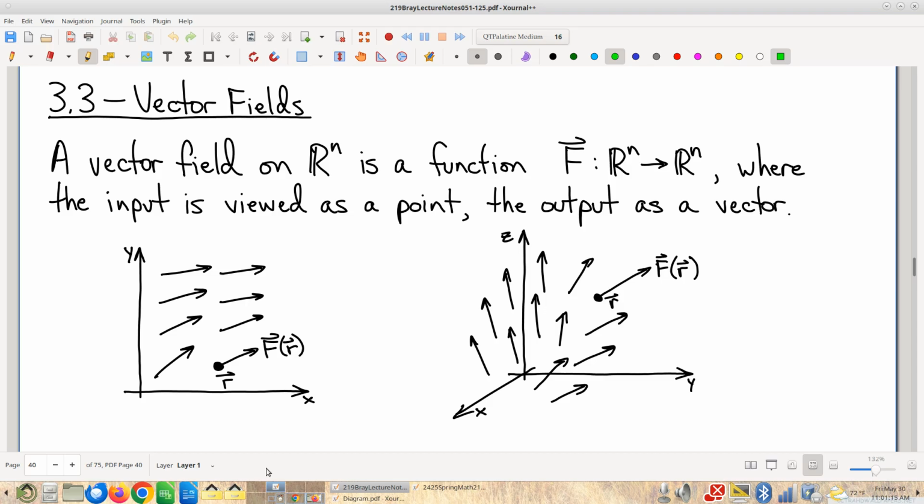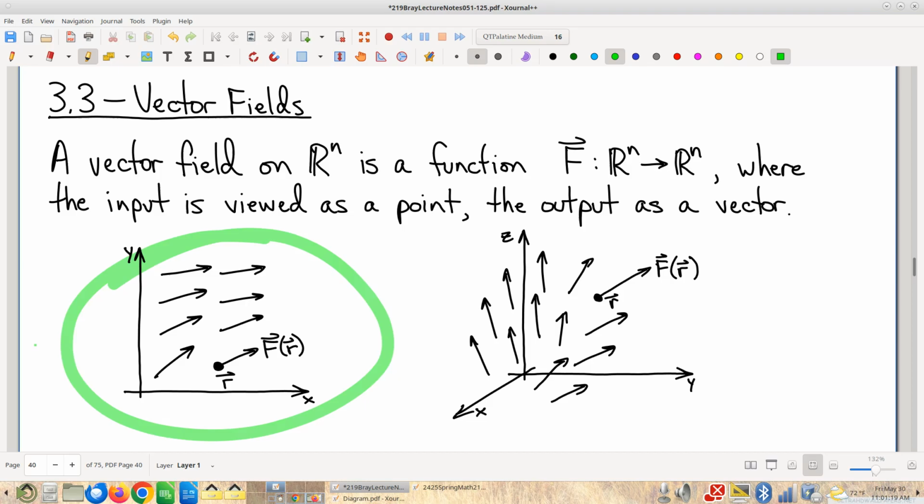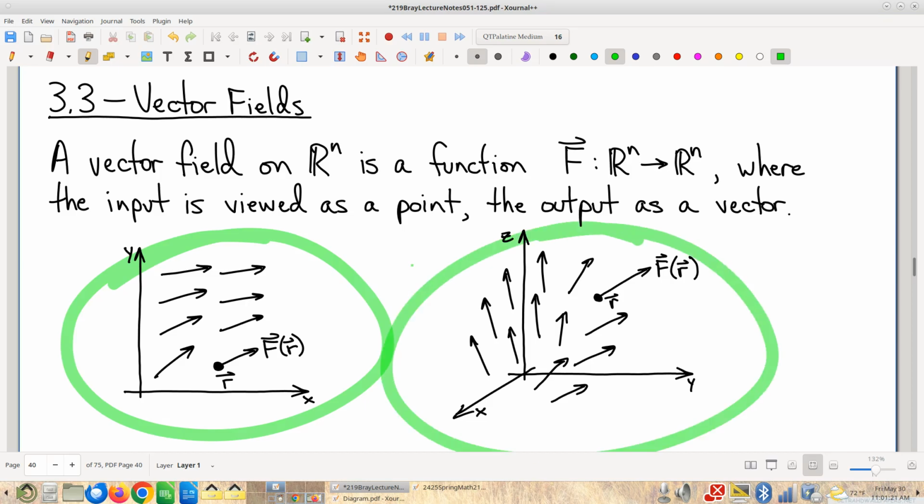Okay, so here's the big idea. Roughly speaking, a vector field is something like that. That's what we call a two-dimensional vector field. This is what we call a three-dimensional vector field. So I just want to start with the visual impact. It's kind of like that. Okay, now let me be more precise. What do I mean by this?